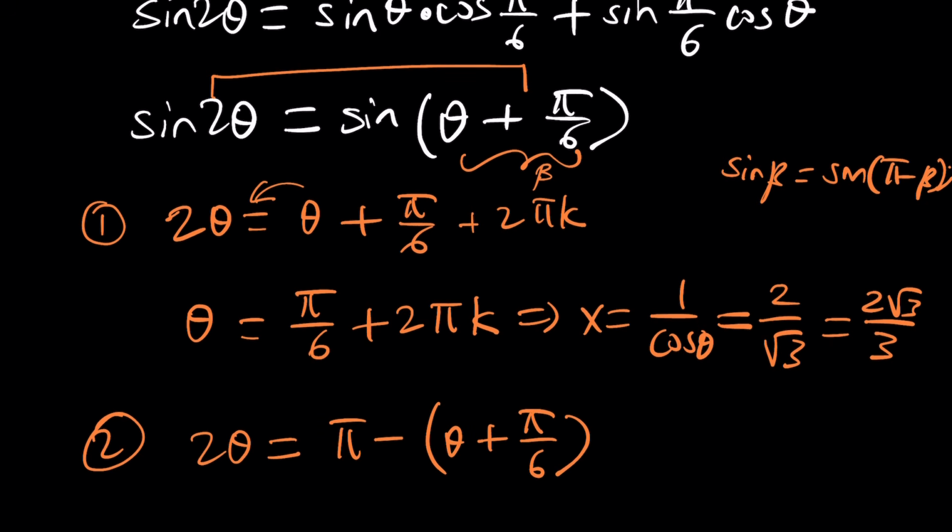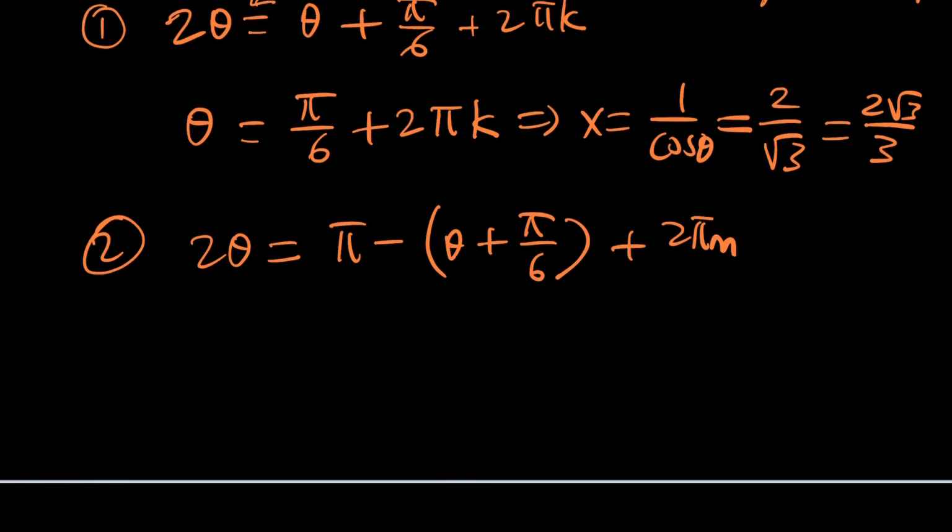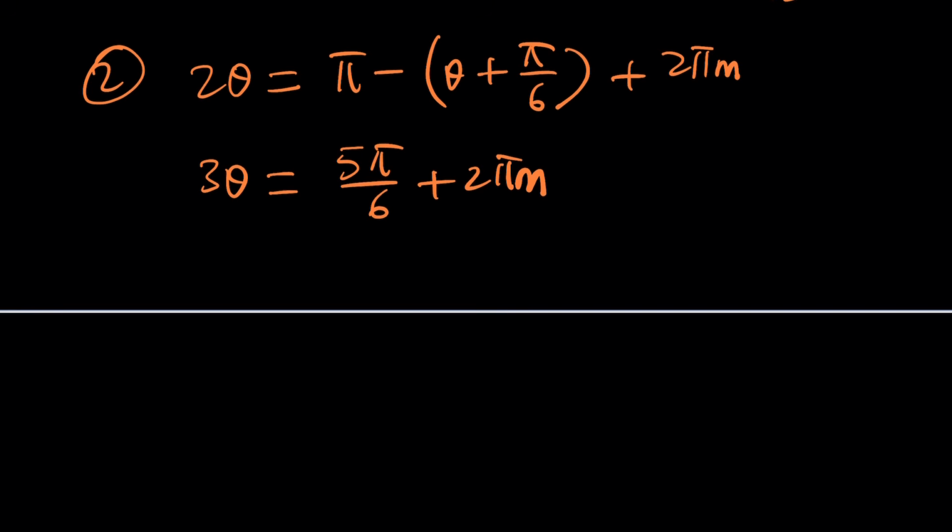And then obviously you can add the 2 pi m, because k and m don't have to be the same integers. Now, this is going to give you something pretty interesting because you're going to add theta. It's going to give you 3 theta. And then pi minus pi over 6 is just going to be 5 pi over 6. And of course, that's 2 pi m. m and k are integers, needless to say, right? Great, now let's go ahead and divide everything by 3, and that'll give us theta equals 5 pi over 18 plus 2 pi over 3 multiplied by m.